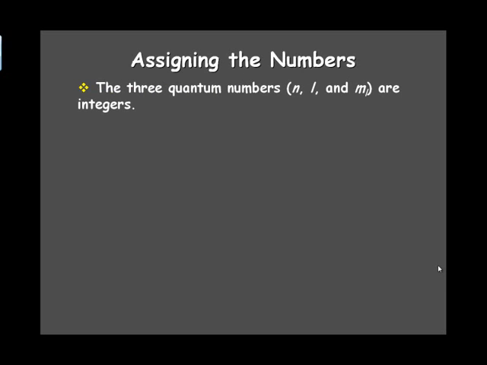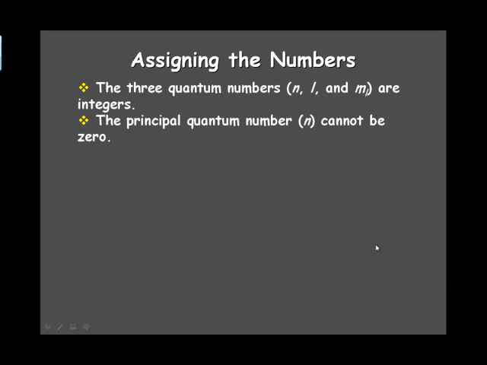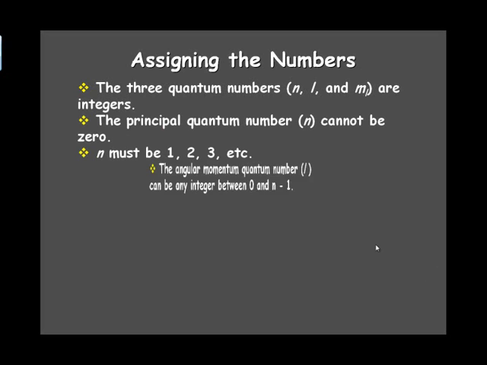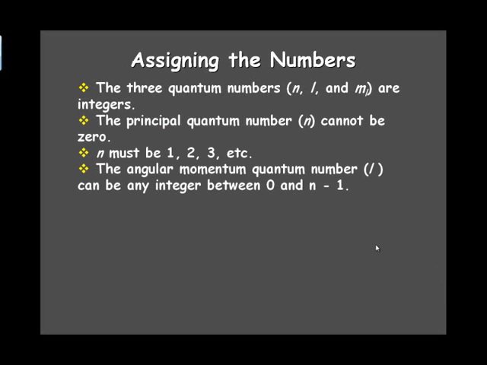Now, assigning the numbers, the N, the L, and the M sub L are all related to each other intricately. The N can only be whole numbers, so starting at 1 and then going infinitely. So technically there's an infinite number of energy levels that could contain electrons. The L quantum number, the angular momentum quantum number, the sublevel quantum number can be any integer between 0 all the way up to n-1. So for example, if n is 3, L can be either 0, 1, or 2. L equals 0 being the S, L equals 1 being the P, L equals 2 being the D.